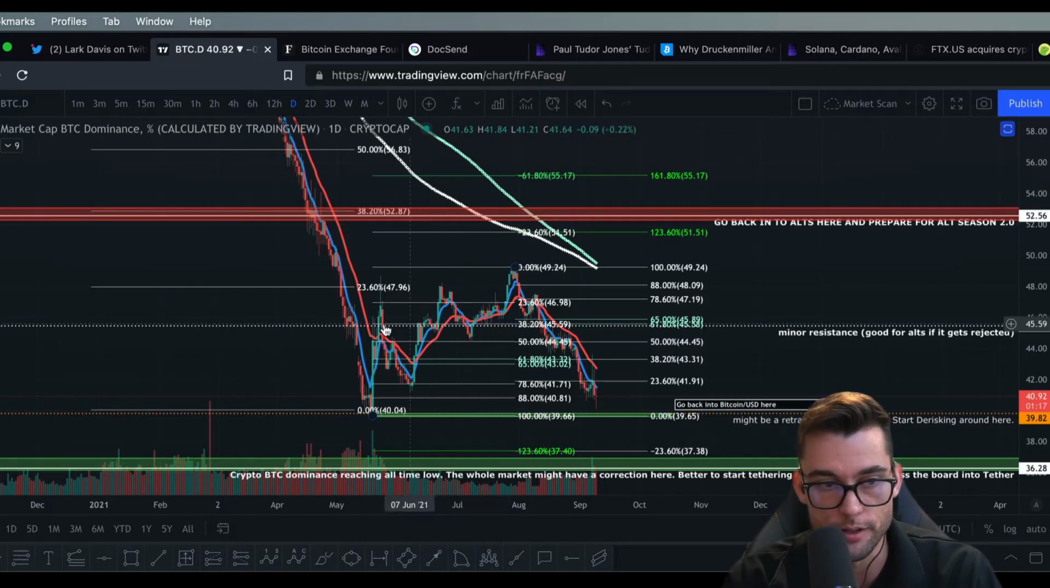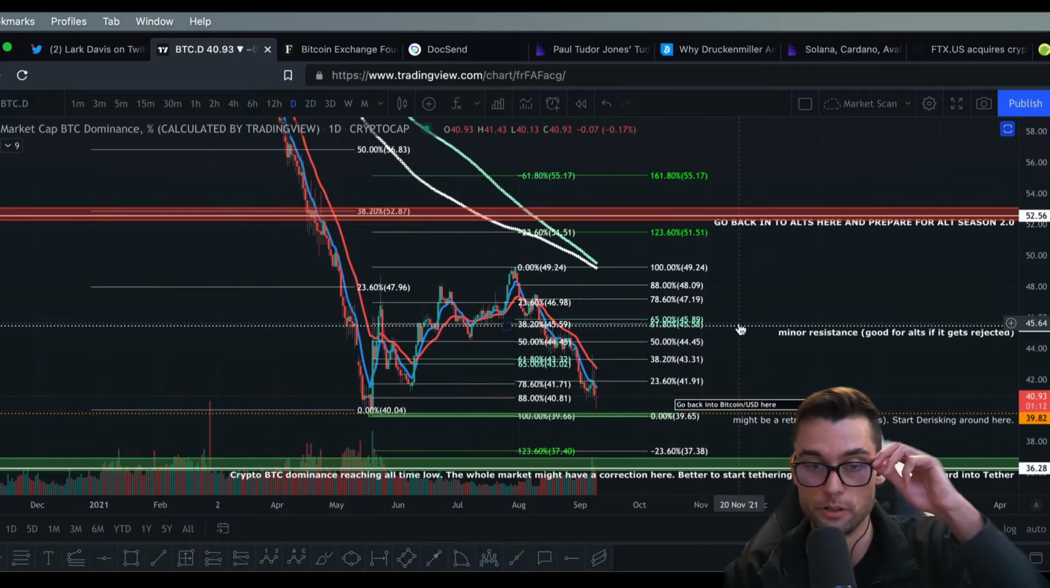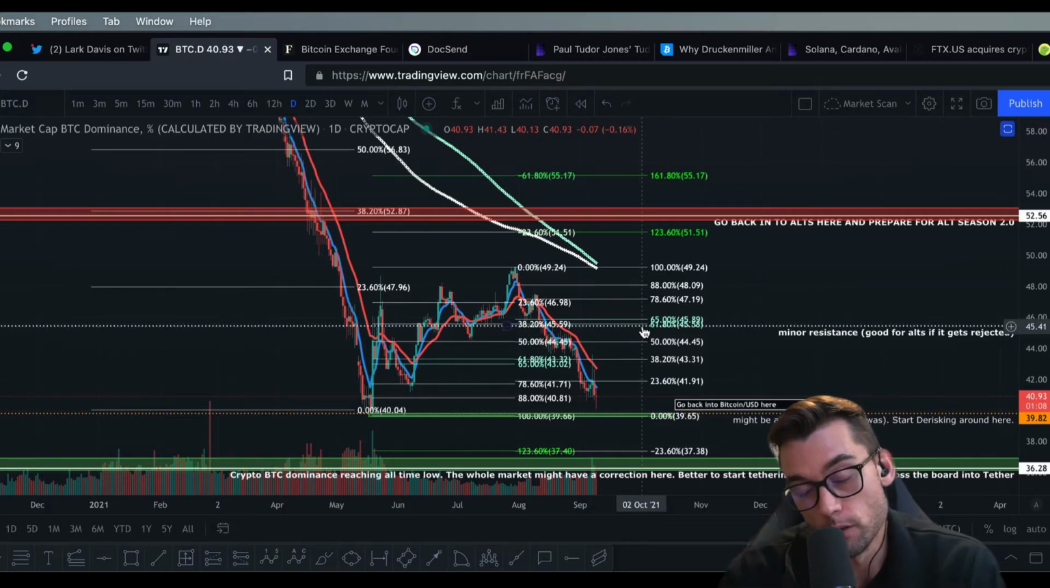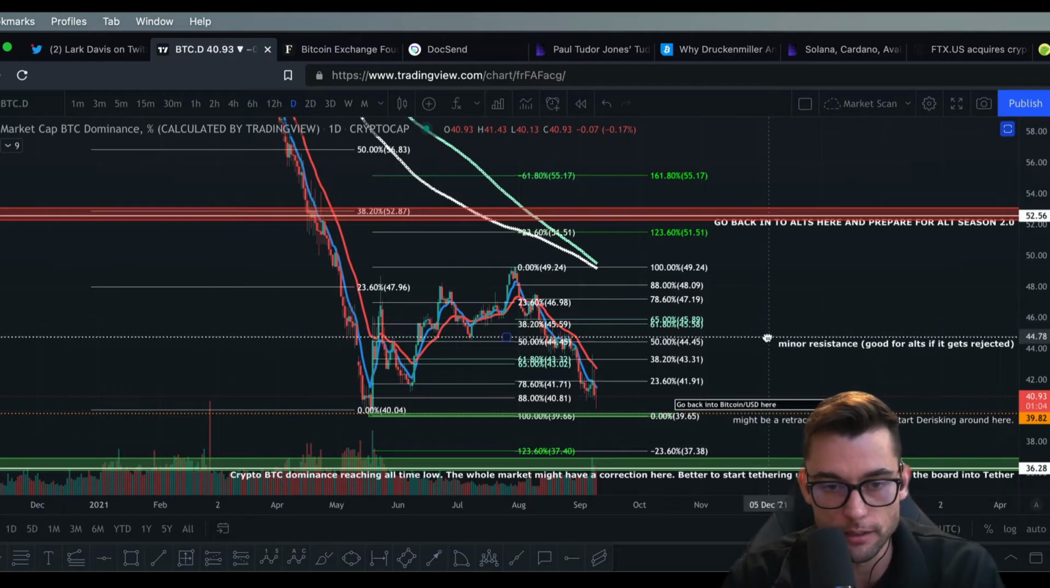and areas of confluence, like over here and even over here. And you know what they say? They say that support turns into resistance. So if it does come all the way back up here, it's the 61.8 golden ratio. It has some support resistance zones. Obviously, this is also a really, really big one.